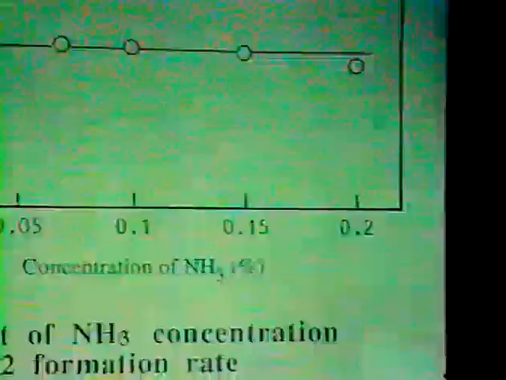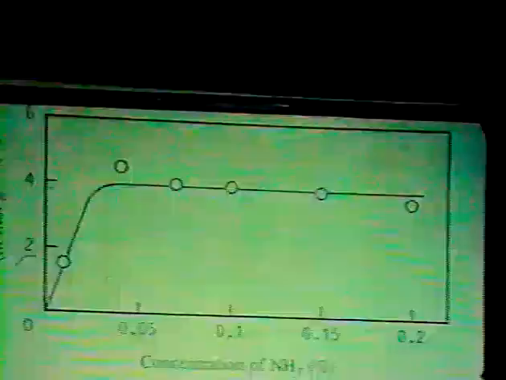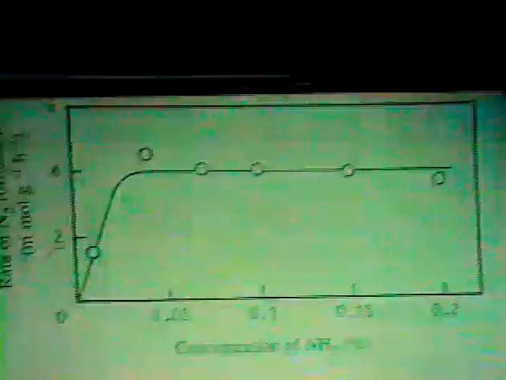This figure shows the effect of NO concentration on the rate of N2 formation on this catalyst at 573 K. At this temperature, the rate of nitrogen formation represents the rate of the selective catalytic reduction of nitric oxide. Higher NO concentration gives the higher reaction rate.